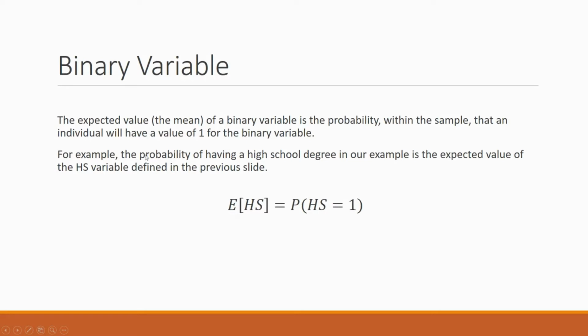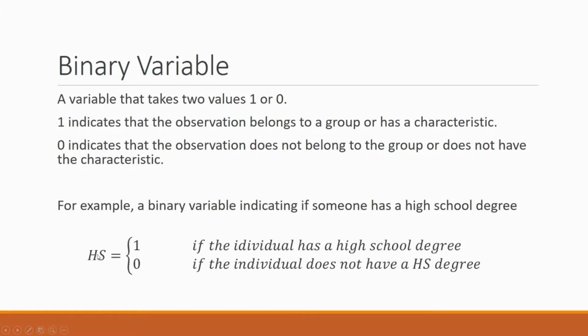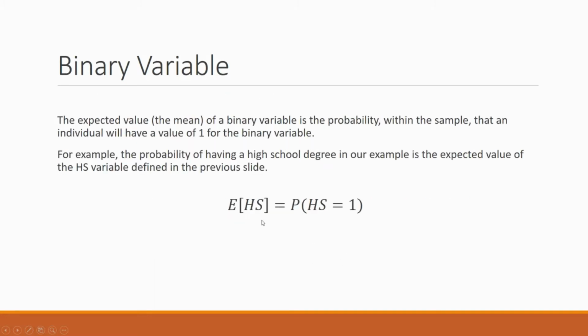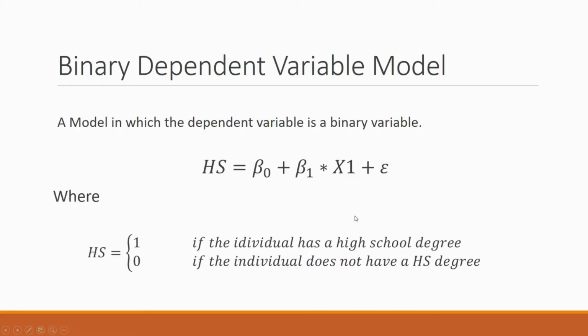All right, so for example, the probability of having a high school degree in our sample is the expected value of the high school variable defined in the previous slide. So here's our high school degree variable. The probability of having a high school degree in the sample population from our example is the expected value of that high school degree variable. Okay, so the probability that high school will equal 1. Now that's just a quick review conceptually.